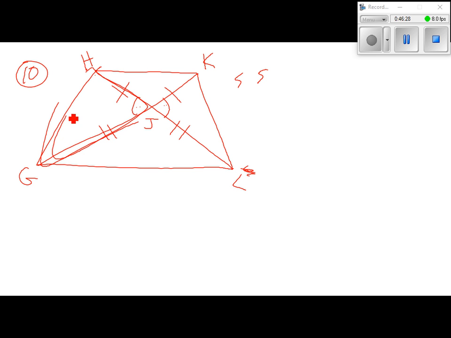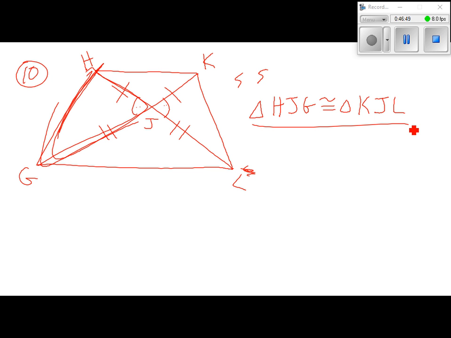Does everybody see that one? So triangle HJG. What's it congruent to? What's the H match up to? K. J, L. Now, just because we named it this way, does that mean that's the way they named it? No. Is that the way they named it? H, J, G, K, J, L. So, letter C. So we got lucky. Number 11.